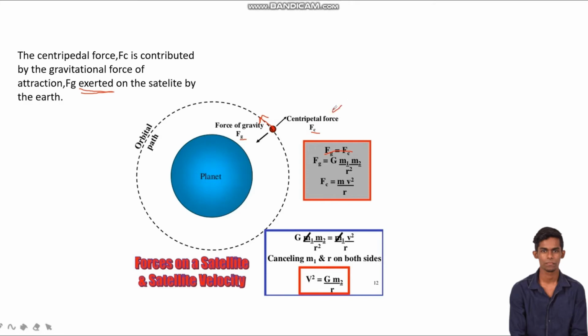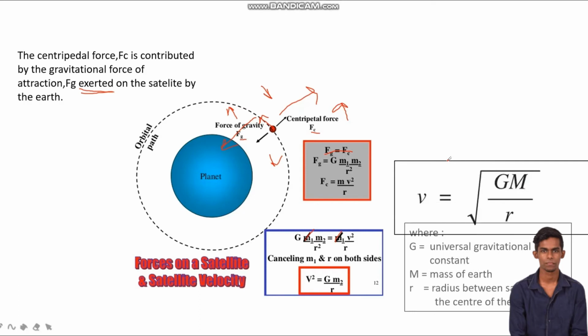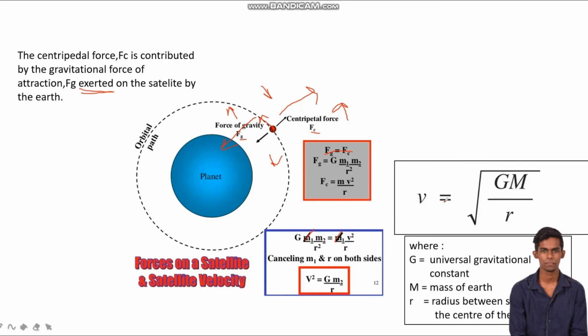If the centripetal force is higher than the force of gravity, the satellite will move to outer space. When the force of gravity is higher than the centripetal force, the satellite will move into the planet and crash. As we know Fg equals Fc, we substitute all the equations. We can cancel out m1, which is the mass of the satellite, and we get v squared equals GM over r. If we want to get the value of v, we need to square root the right hand side. So we get v equals square root of GM over r. G is the universal gravitational constant, M is the mass of Earth, and r is the distance between the satellite and the center of the Earth.